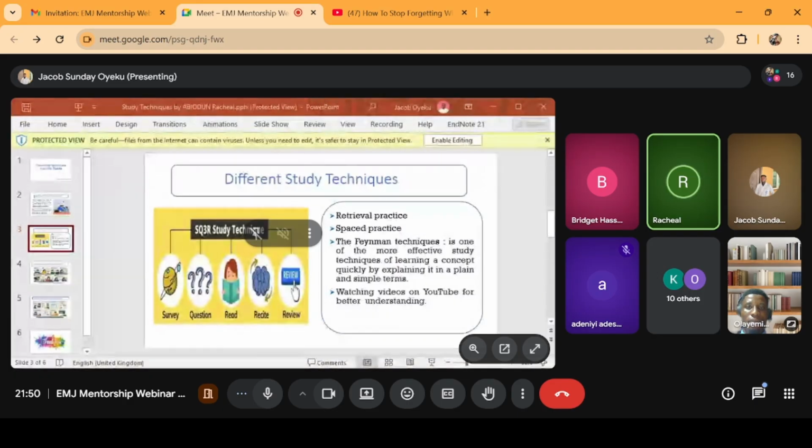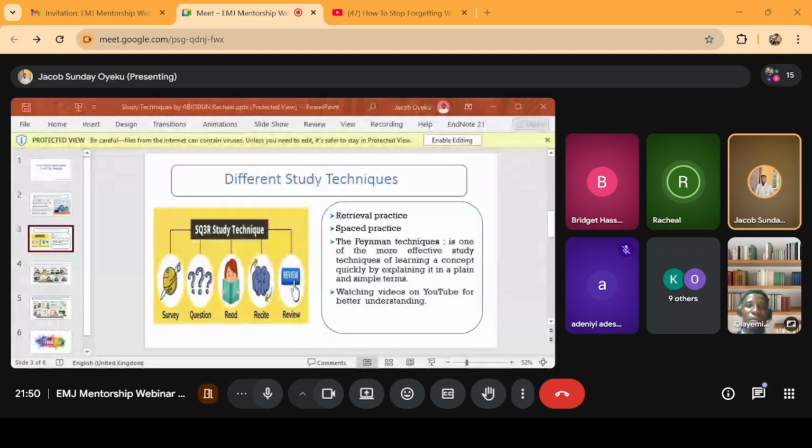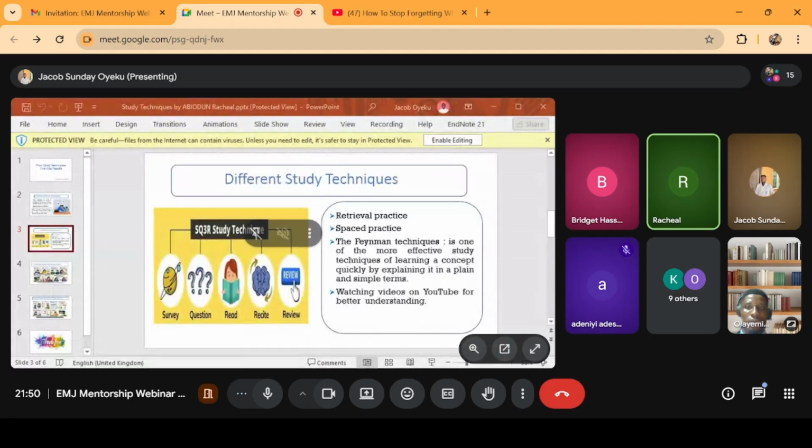Different techniques. So these are the different techniques. I had earlier said that we have different techniques, but we just need to know the one that works for us. There's no miracle, and there is no particular strategy that works for all. You just need to discover yourself, then know the ones that work with you. So these are just some techniques that you can work with.